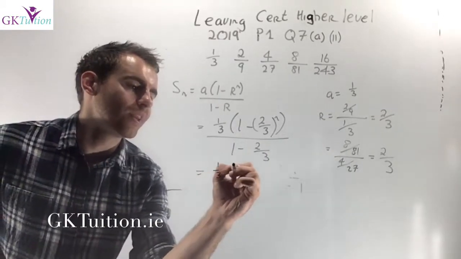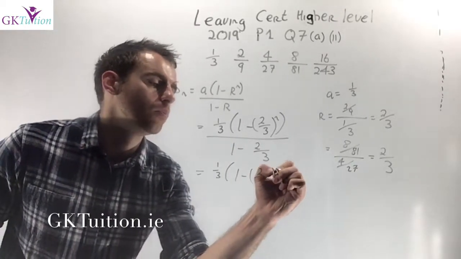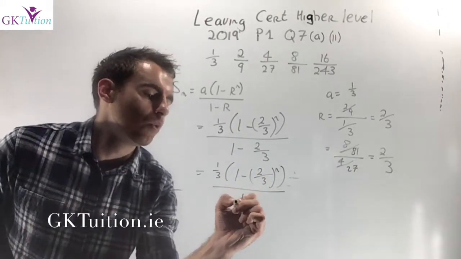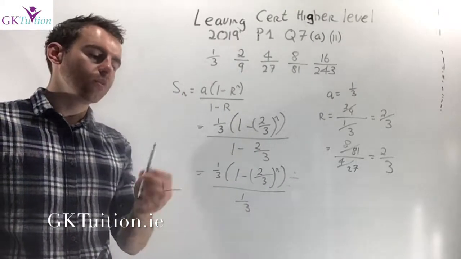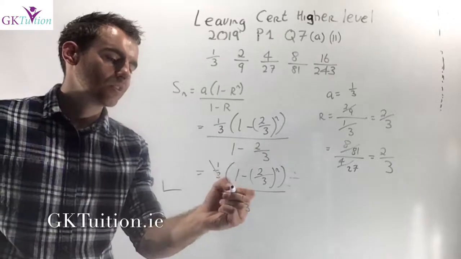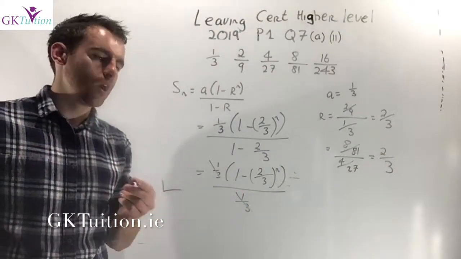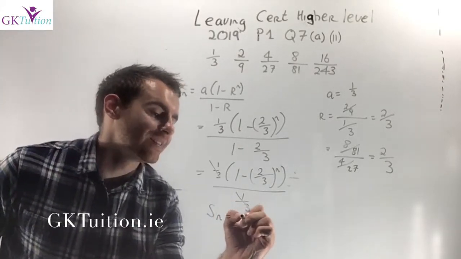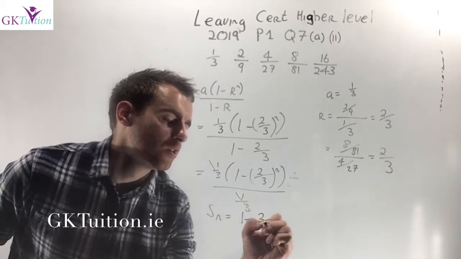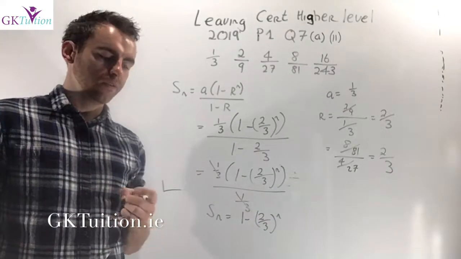Let's leave the top line as it is, but the bottom line I can clearly simplify. 1 minus 2/3 just gives me 1/3. And now I can divide the 1/3 on the bottom into the 1/3 on the top, and they essentially cancel each other out, 1/3 divides into 1/3 once. So your final answer simplified fully, I can write Sn is 1 minus 2/3 to the power of n. And that's your Sn simplified fully.